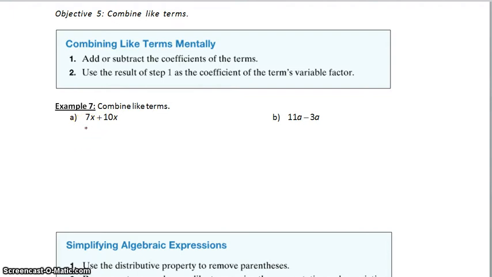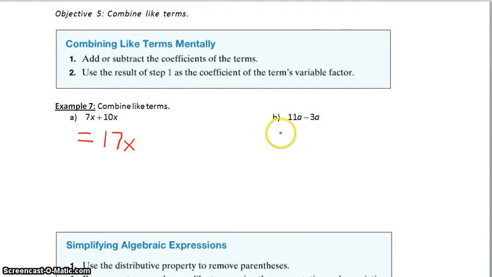Now if we notice here, we have the like terms of x. And both of the x's have the same exponent, so these are actually like terms. So we would add the 7x plus the 10x. First we would add the coefficients. 7 and 10 would give us 17. And we would carry over the variable. So our final answer here is 17x.